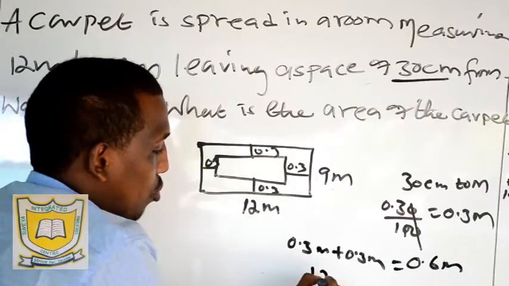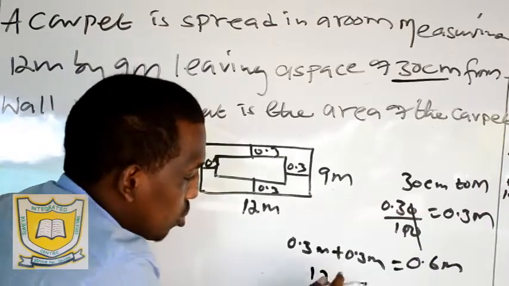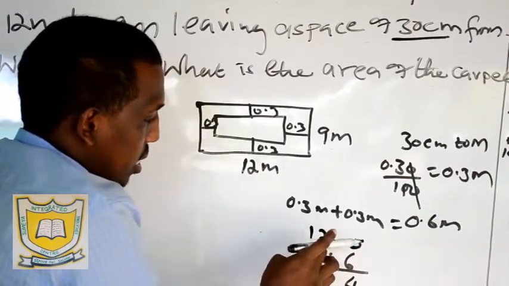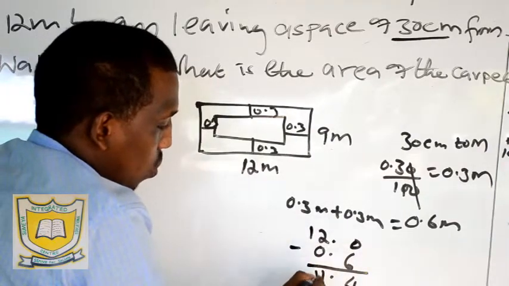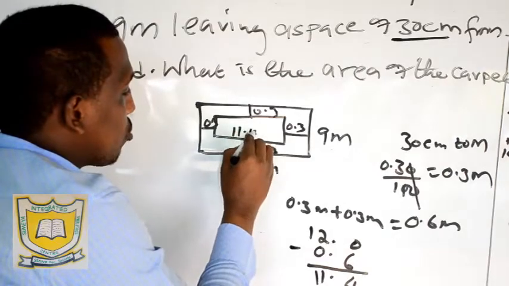So we say 12 minus 0.6. This one has no decimal, you introduce 0. So it will become 4 point, here remains with 11 meters. So 11.4 meters. So the length is 11.4 meters.